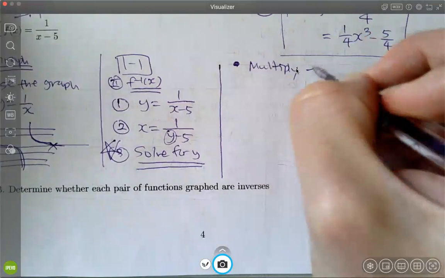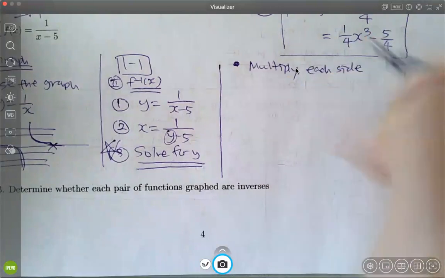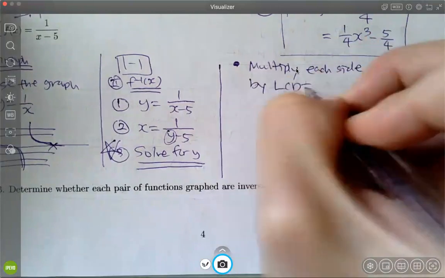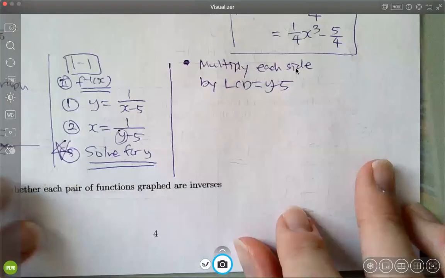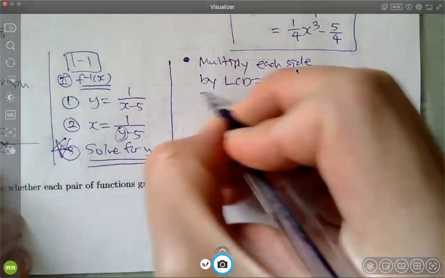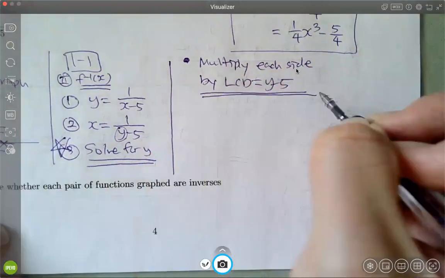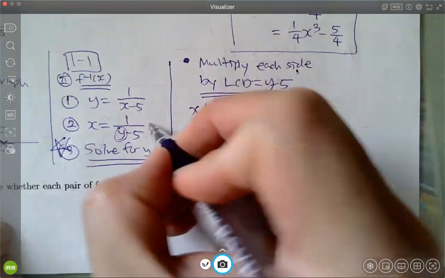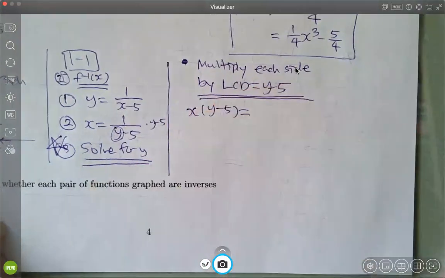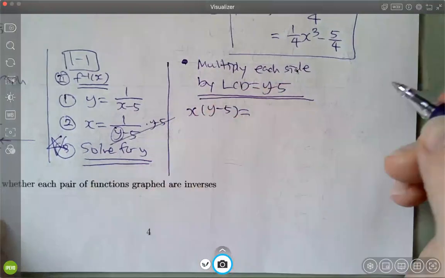each side by the LCD, which is y minus 5. Okay, yes, indeed. So that is the first step. So what do we get? x times y minus 5. And then when you multiply y minus 5 here, what do you notice? These two cancel, right? So it's equal to just 1.